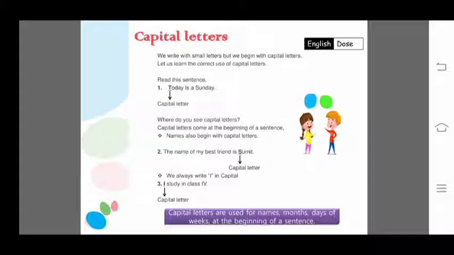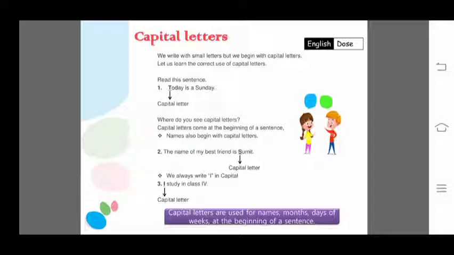Let's go through example number 3. I study in class 4. I study in class 4. I is used in the given example as a pronoun, that's why it is capital. It is also the first letter of the sentence.